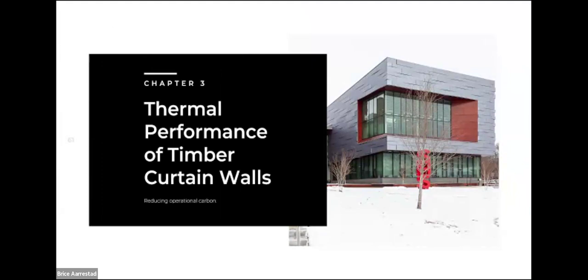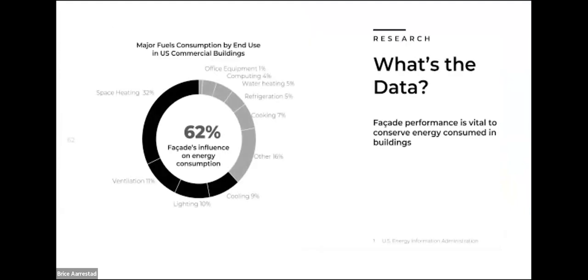All right, chapter 3 here, thermal performance of timber curtain walls. Architects and building owners choose timber curtain walls for their natural beauty, as part of a carbon reduction strategy, and for their thermal performance. I think what's really interesting is when you look at all of the things inside a building that use energy, including the building itself. You've got office equipment, heating, refrigerating, cooking, cooling, lighting, ventilation. Think of that as an entire pie of energy being consumed in a building.